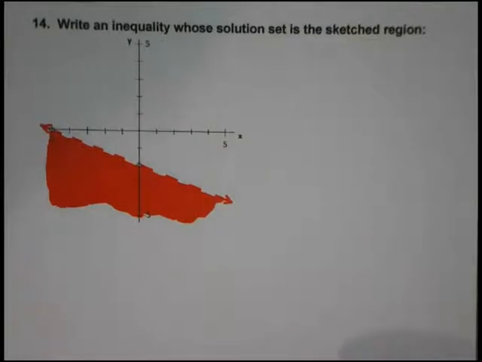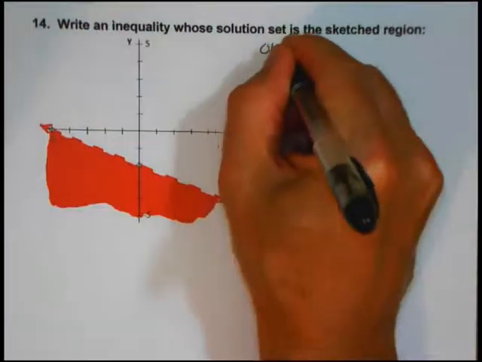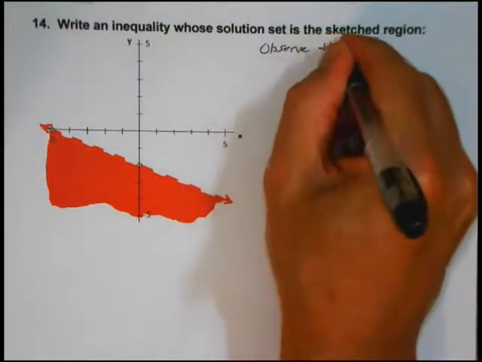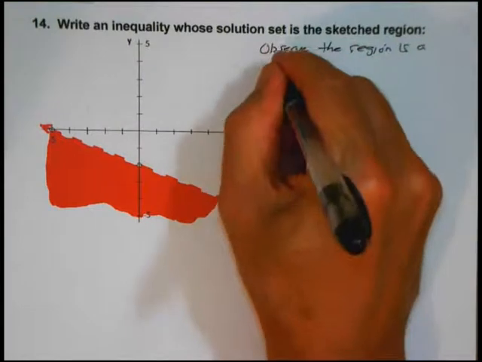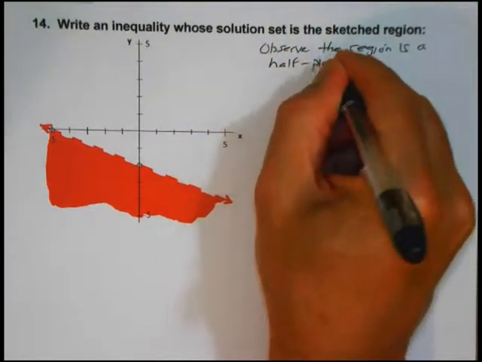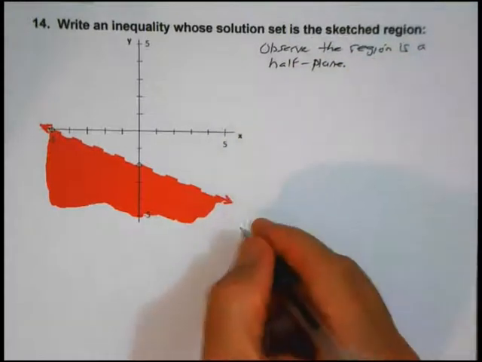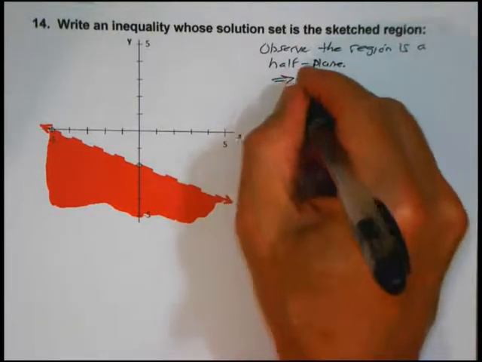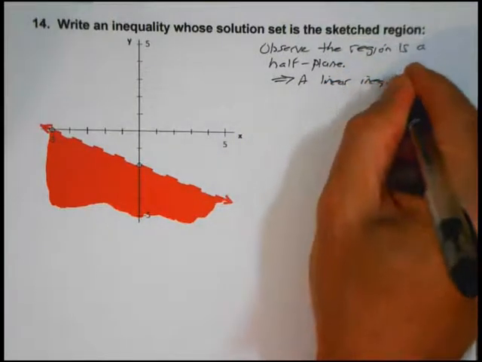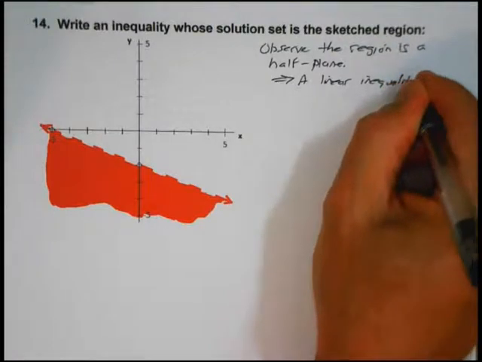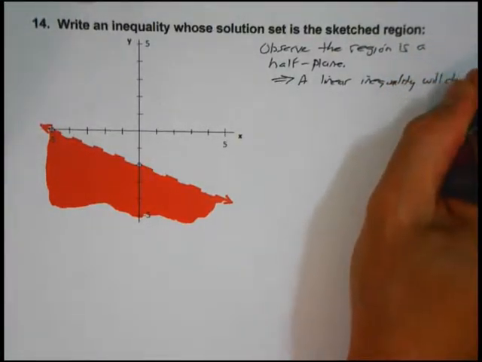Exercise 14. Write an inequality whose solution set is the sketched region. Okay, this sketched region here is a half plane. So observe the region is a half plane. Alright, if we see this, this implies that a linear inequality will do.